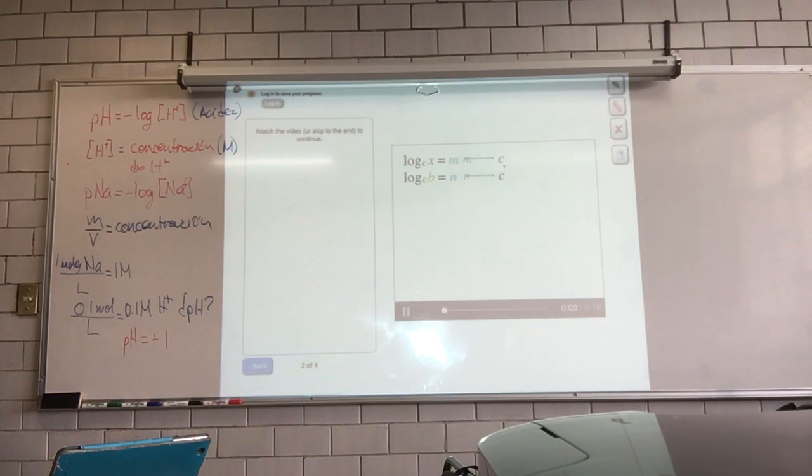The first one is the same thing as saying c to the n equals x, and the second one says that c to the m equals b. So now, given these two equations here, which of the following is a correct relation between x and b?